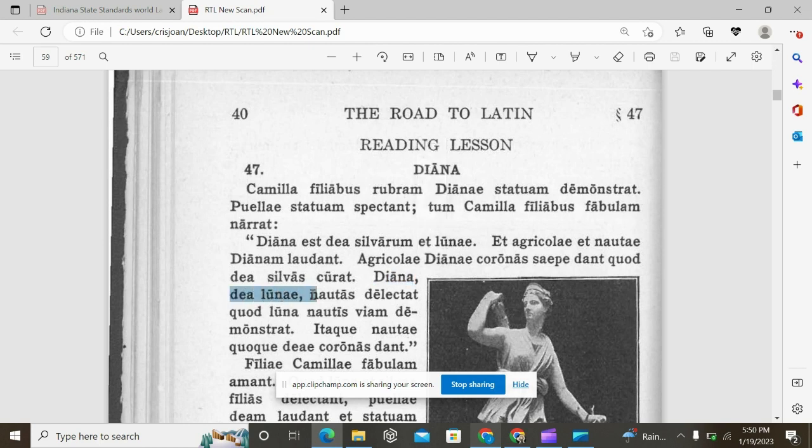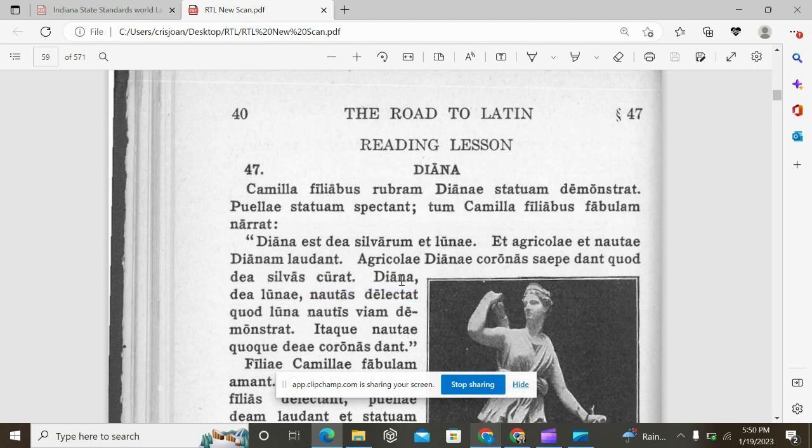Diana, dea lunae, nautas delectat, quod luna nautis viam demonstrat. So here we have another quod. So a sentence and then an explanation of why. Okay, so Diana, she is nominative singular, can't be anything else with that short a. She's a doer of the action. Dea lunae, nautas delectat.